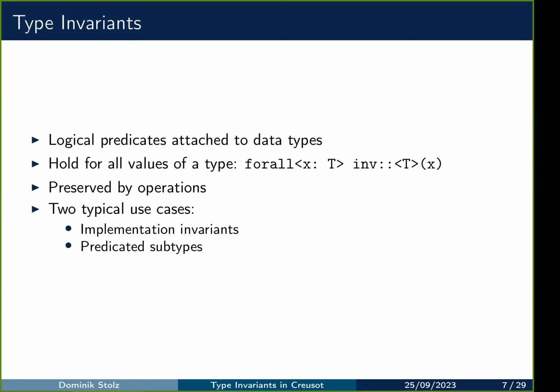Another use case, which is very similar and can just as well be encoded with type invariants, is what I call predicated subtypes. And by this I mean, for example, a special kind of integer with a type invariant that specifies that all of the values are even. And the difference between the use cases is just that in the first use case, the invariant is usually opaque, and the client just cares that there's some invariant that is preserved by the operations, whereas in the second use case, the invariant is more transparent, and clients would actually want to use that special property of the type.